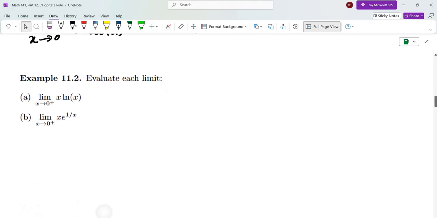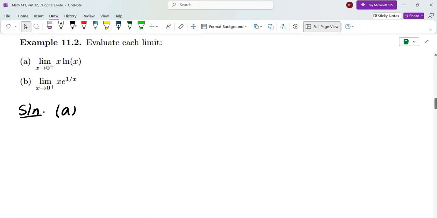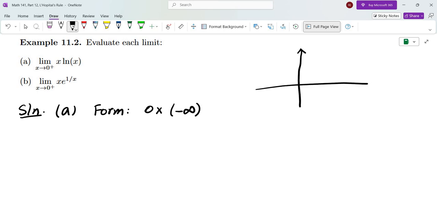Let's look at another example. In this example, we have a product. So if x approaches 0, we will get 0 for x. And when x approaches 0, natural log approaches negative infinity. So that comes from the graph of natural log. So natural log looks like this. It goes through 1 comma 0. As x approaches 0 from the right, natural log approaches negative infinity. So 0 times negative infinity is also another indeterminate form because it really depends on how small this is and how large it is. So if you multiply a small number and a large number, on balance, it could be basically anything.